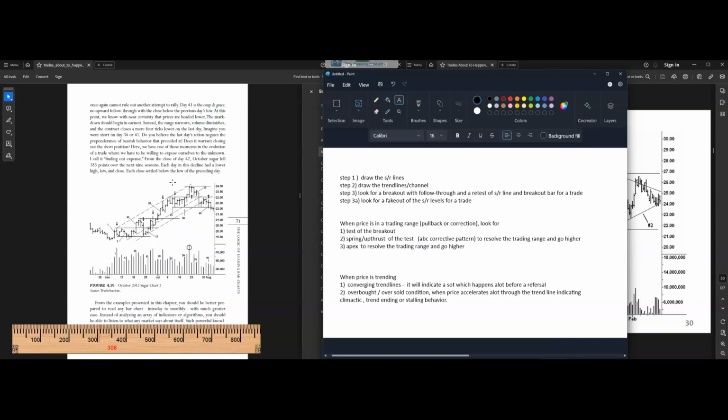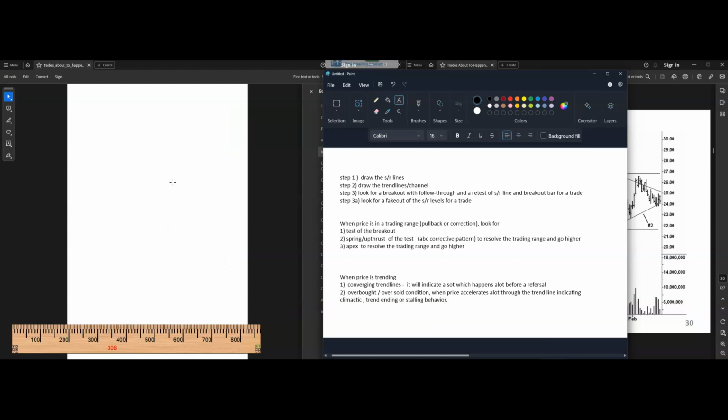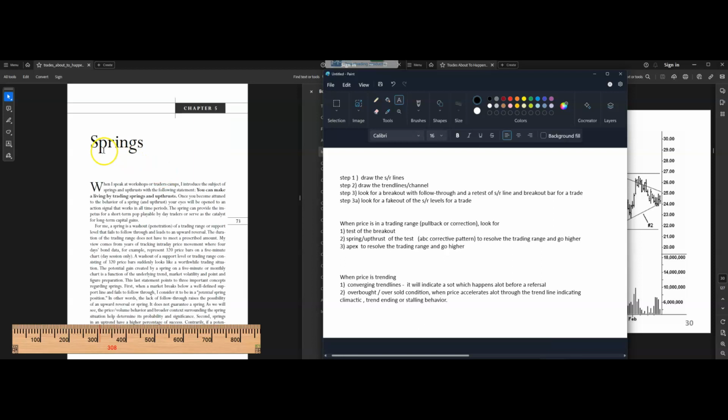Because we want to keep it focused on trading and not on a lot of analysis. So what do we trade? We're going to trade springs, we're going to trade upthrusts, we're going to trade tests of breakouts and breakdowns. So that's what you want to focus on. Everything else is supplementary. All right.